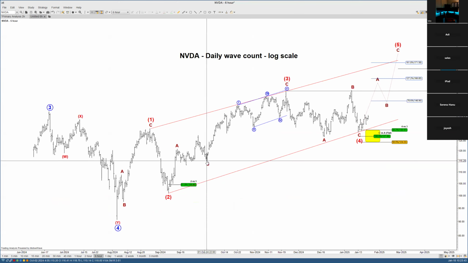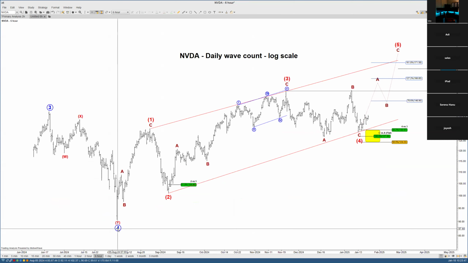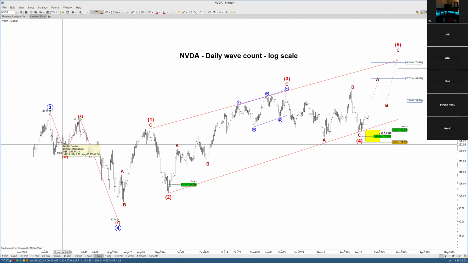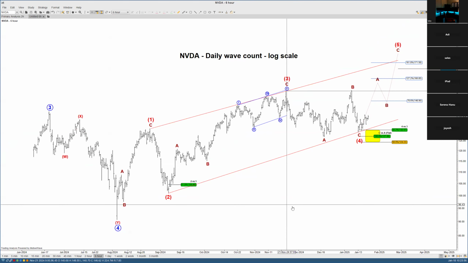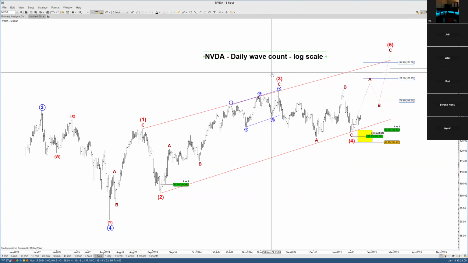So instead of keeping it here with the triangle, if I push this fourth here, just make it as a three down, three up, and an extended Y. Now we can count this thing as a diagonal as well. So both ways is gonna work.